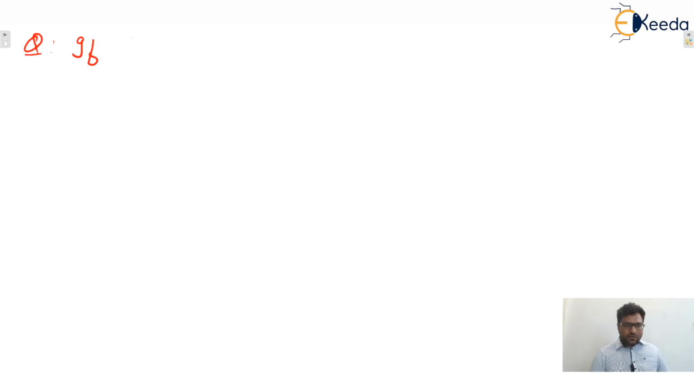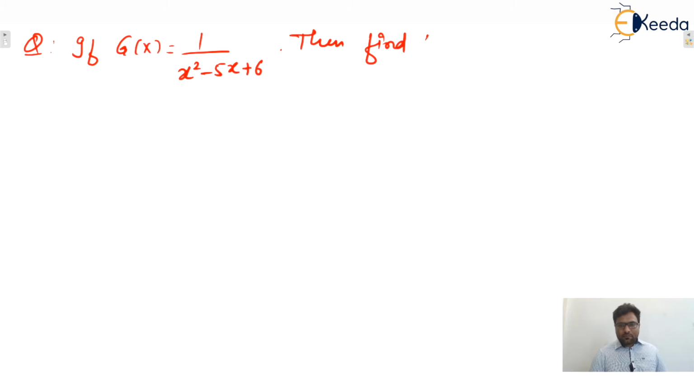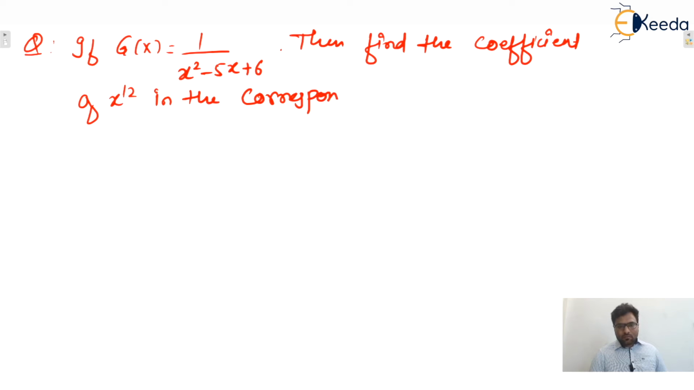If the generating function is given to you, that is 1 upon x square minus 5x plus 6, then find the coefficient of x raised to power 12 in the corresponding sequence. That is the question.